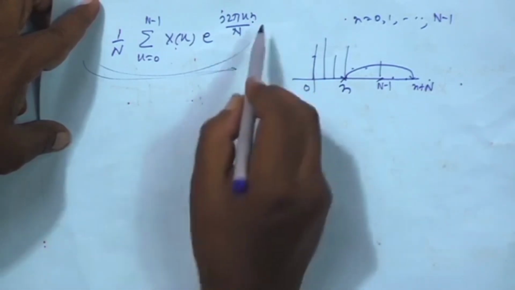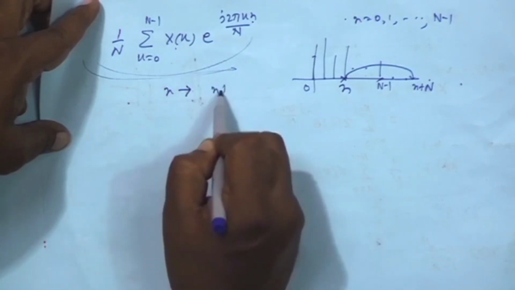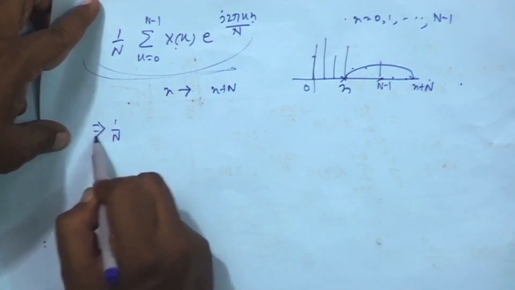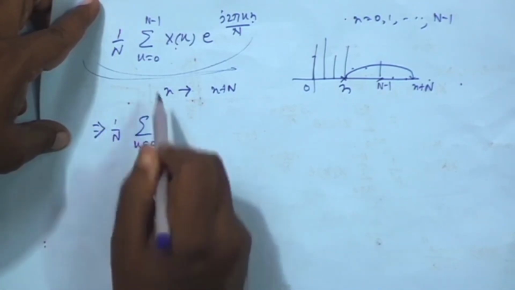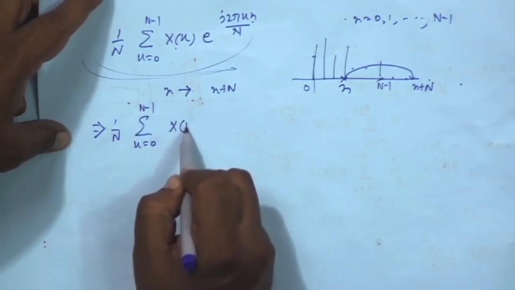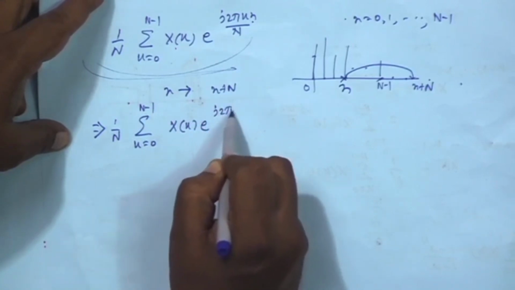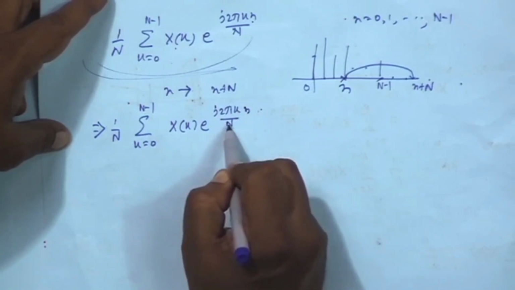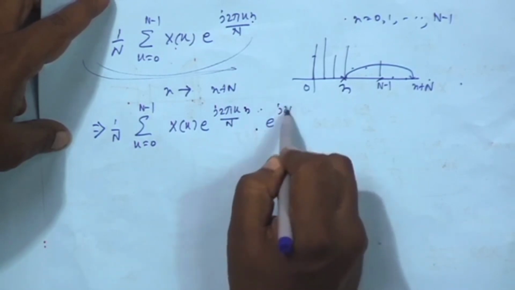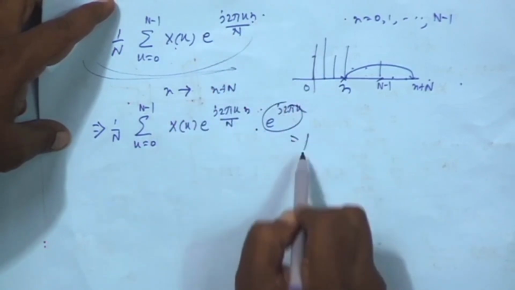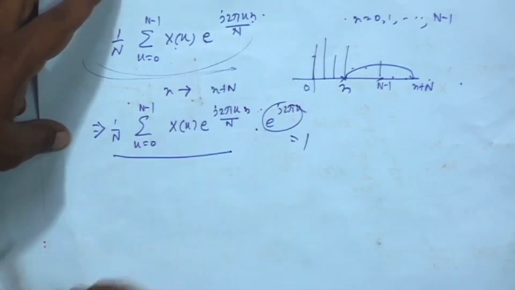If you replace n here by n plus capital N, you see what will happen is this formula will give rise to small n plus capital N, but capital N and capital N will cancel. So it will be e to the power j 2 pi k, okay, N cancels and this is equal to 1. So what you are left with is this, which is same as this.